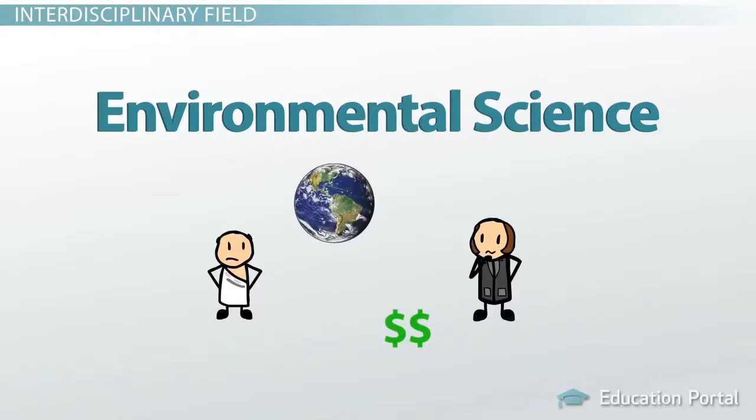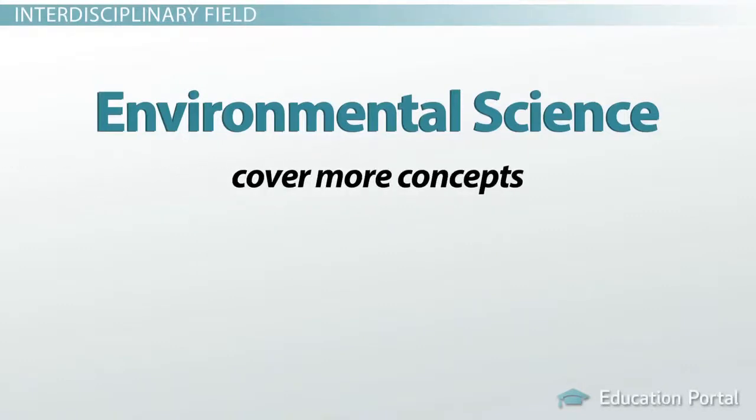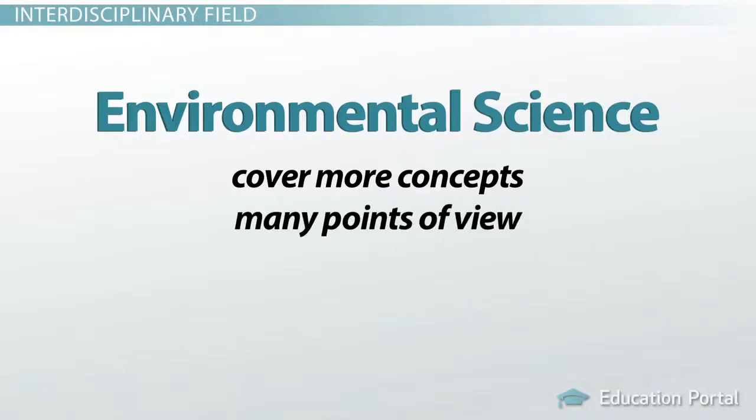By combining aspects of the natural sciences, social sciences, and the humanities, the field of environmental science can cover more concepts and also examine problems and topics from many different points of view.